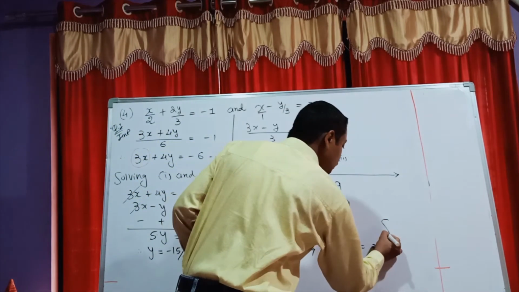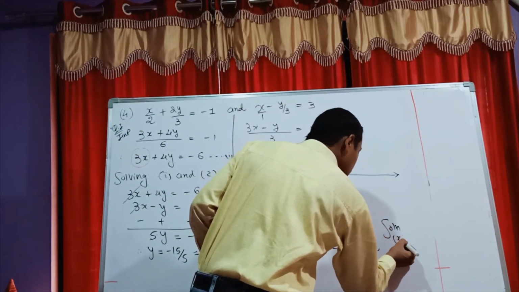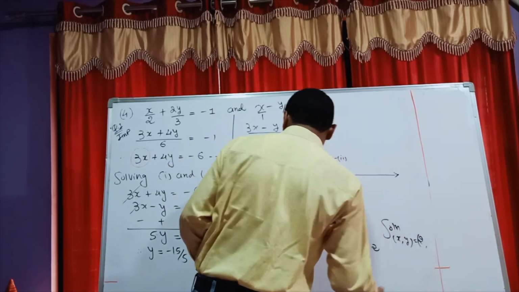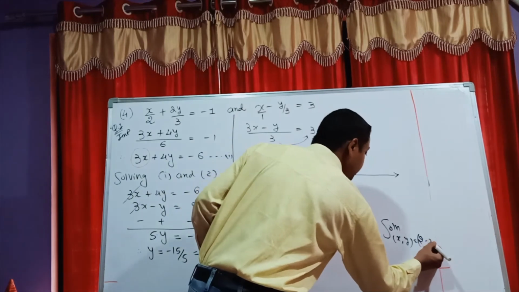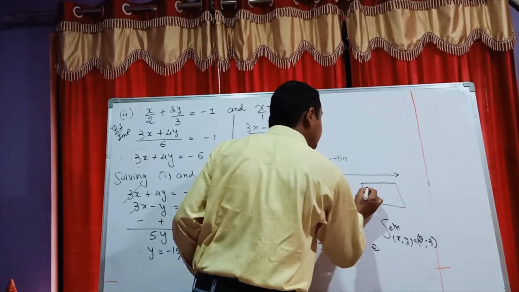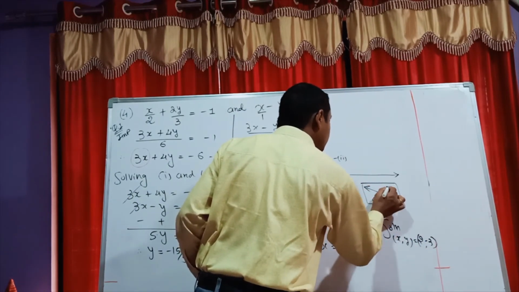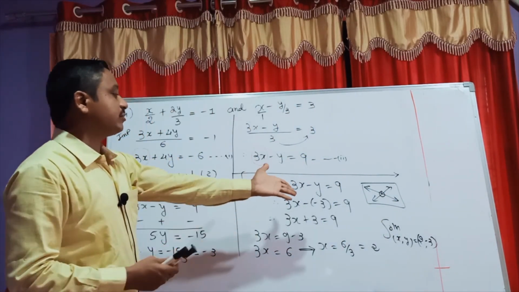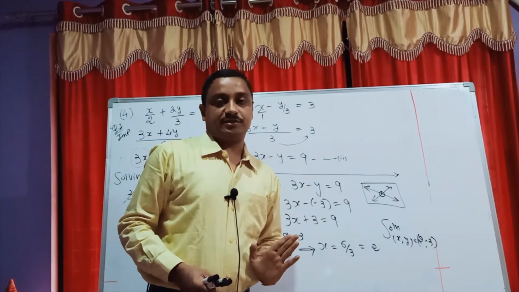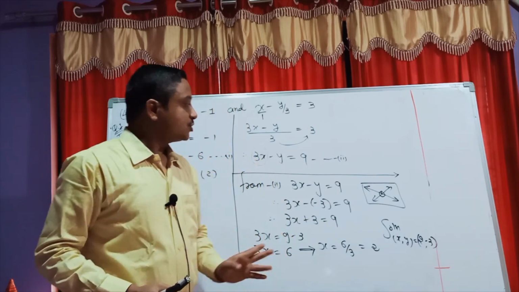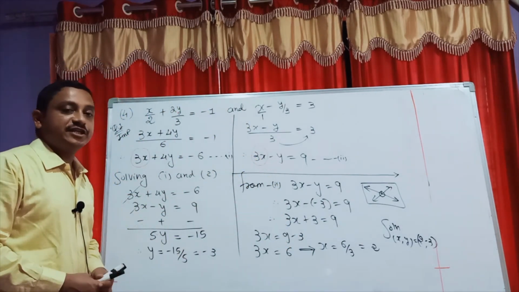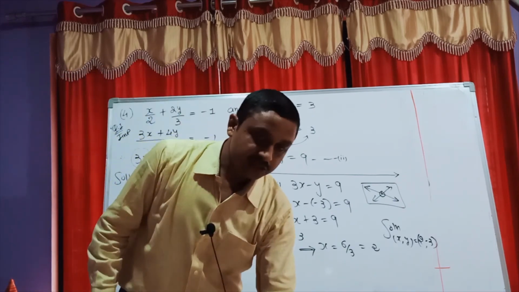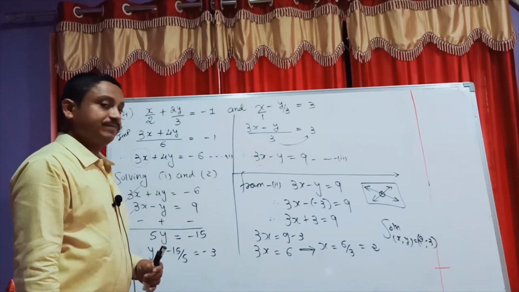So my final solution, x comma y, is x is equal to 2 and what is y? Minus 3. And here also you can check that your two lines, students, intersect at one unique point, and that unique point is your unique solution. Clear? So that's your simple and easiest answer for question number 1, fourth sum. And you are done easily.